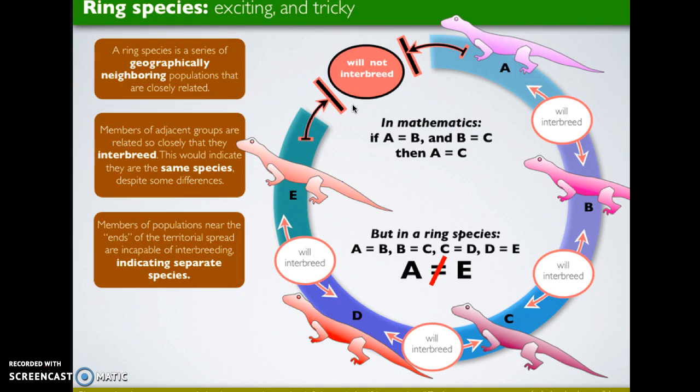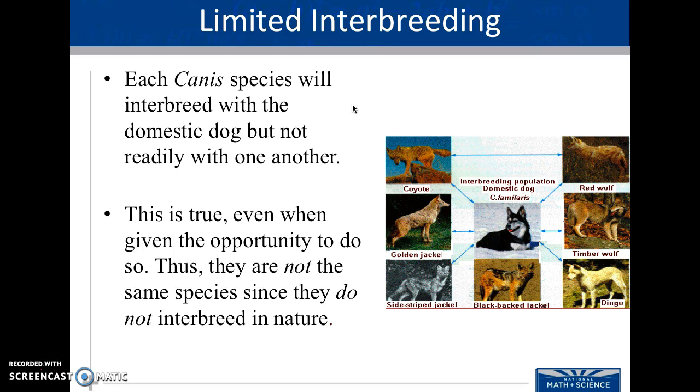This shows the idea that there are basically 2 ends to the ring. It's not actually a true ring; there are 2 ends of the spectrum that will not mate with each other, and all of the species in between will mate with each other if they become location-wise very close, but they usually opt to mate within their own species. This increases genetic variability in all of the salamander species, which is beneficial because we know genetic diversity is very beneficial. When we see limited interbreeding, we think of the example of the dogs.